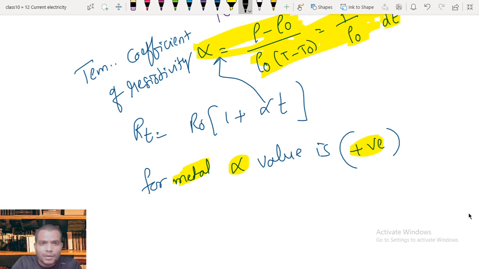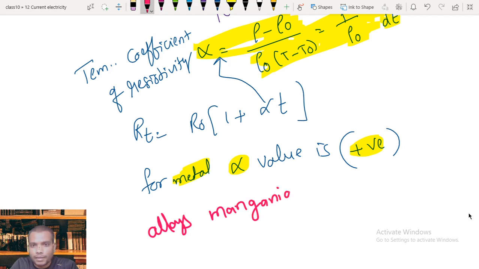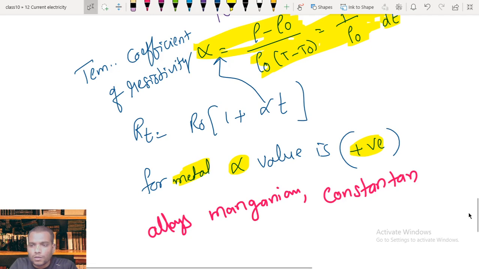So other than the metals, we have some other materials. Suppose I take alloys, we have alloys like manganin and constantan, and nichrome.